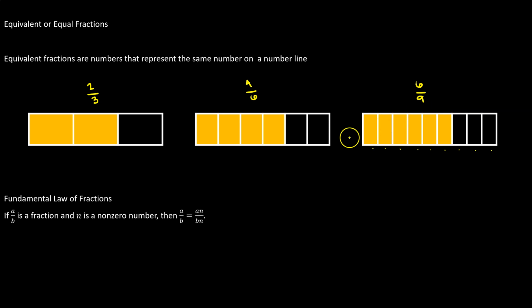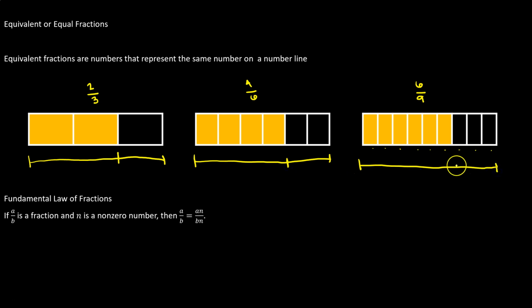But if we kind of blur our eyes a bit, we can see that each of these diagrams is exactly the same length, and the shading stops in the exact same place. So even though each one has a different number of equal-sized pieces, overall the collective shaded pieces represent the same quantity. So the fraction 2/3 is equal to 4/6 and is also equal to 6/9.